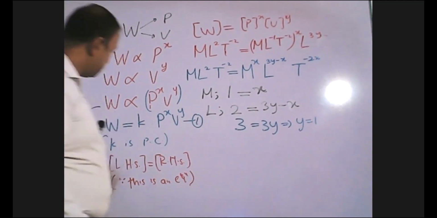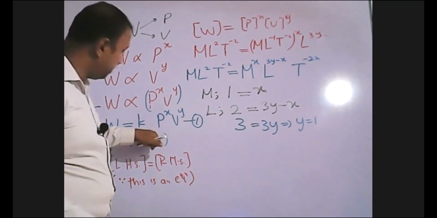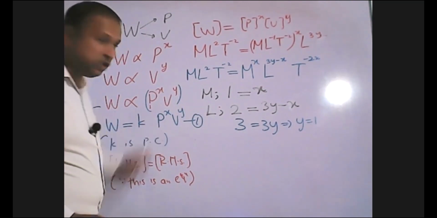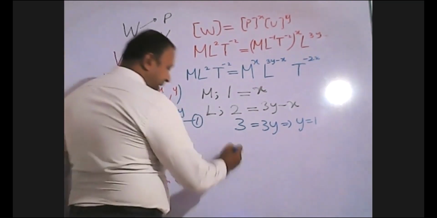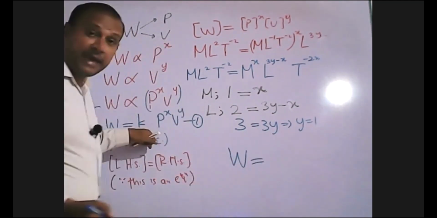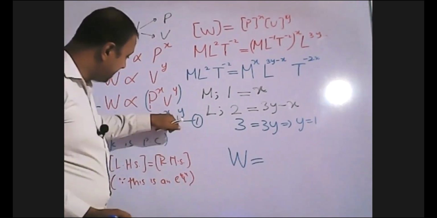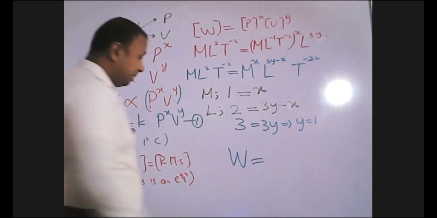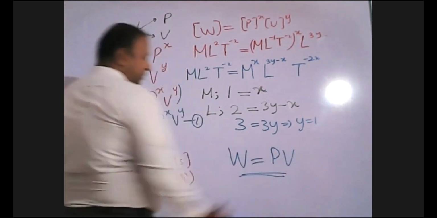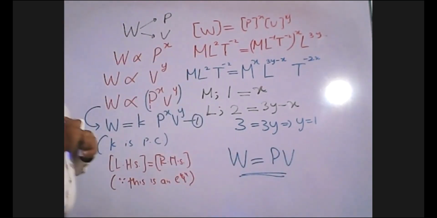So I can substitute those three values in equation 1. Then I will have this equation: W is equal to, with K equal to 1, X equal to 1, Y equal to 1, W is equal to PV.